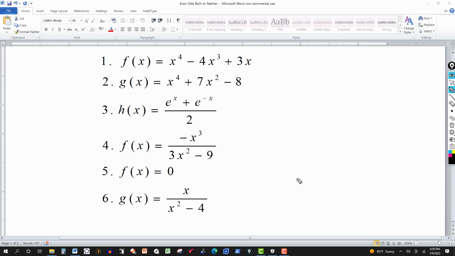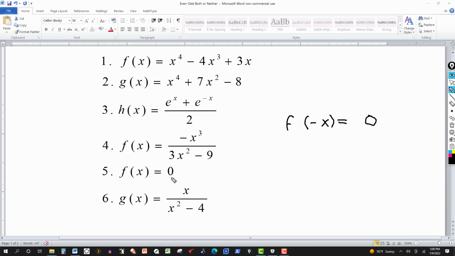F of x equal to 0. So let's look at this. F of x equal to 0 is just the x-axis. Okay, so horizontal line, in this case, turns out to be the x-axis. So let's say f of minus x. What is f of minus x? Well, since I have a constant on the right side, 0, doesn't matter what I plug in there, I'm always going to get 0. So f of whatever is always going to be 0. Did I get the same thing back? Yes. So it is even.